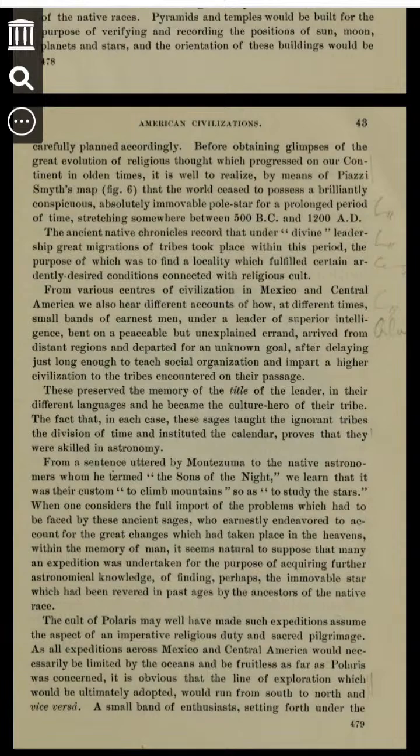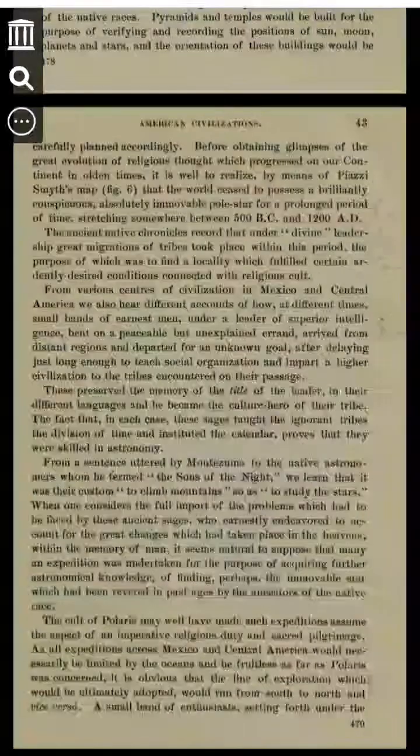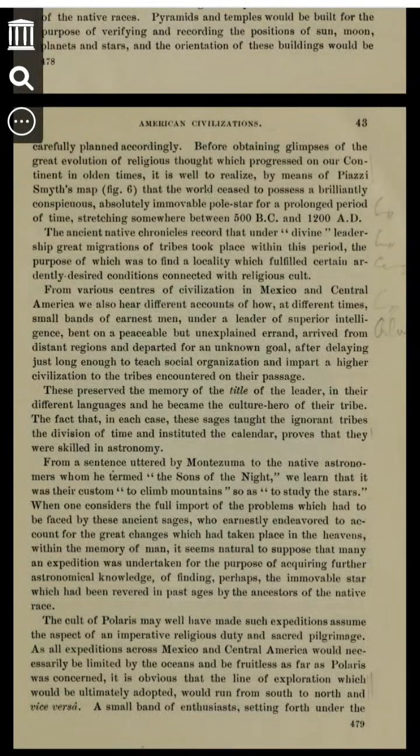ardently desired conditions connected with religious code from various centers of civilization. So this is telling you that they've been traveling, like we've been moving around the Americas, you feel me? And a lot of it started with astronomy. Matter of fact, we use astronomy to guide us, right? We use Polaris at night to guide us, which is the North Pole, North Star, whatever y'all want to call it. A lot of different names. Orion's a constellation, but that encompasses Polaris in that.